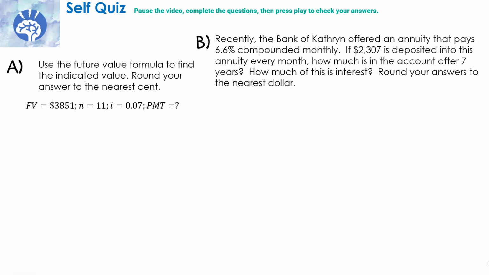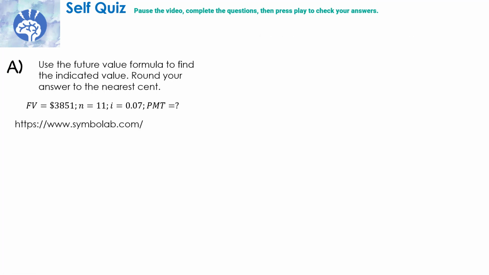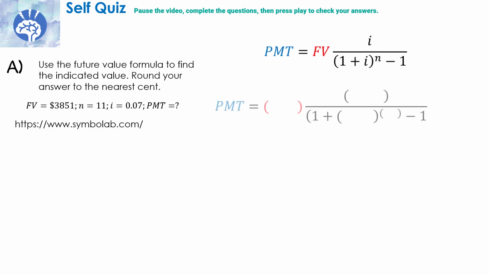Let's do A first. Use the future value formula to find the indicated value. Round your answer to the nearest cent. For this one, they're giving us the future value, N, and I. Hopefully, you picked the correct formula. Let's fill in what we know. We know that the future value is $3,851. Our interest is 0.07 and our N is 11.